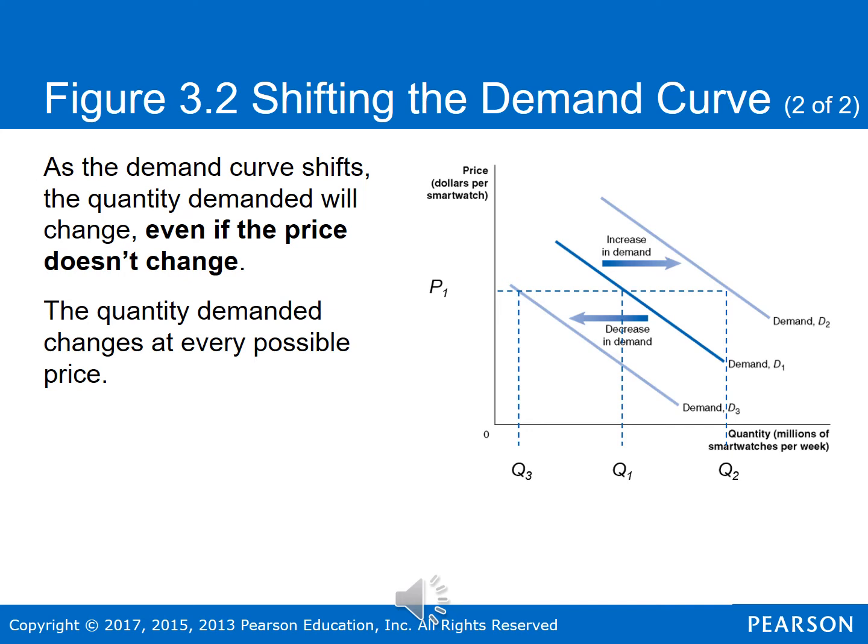Now, as the demand curve shifts, the quantity demanded will change, even if the price doesn't change. So for instance, let's say we're at the initial demand curve, D1, and there's an increase in demand from a change in one of these variables. If the price remains the same at P1, we move out to the new demand curve, and the quantity demanded is going to increase from Q1 to Q2. So when the demand curve shifts to the right, there's an increase in demand. Even if the price stays the same, there will be an increase in the quantity demanded. Likewise, if the demand curve shifts to the left, shifting from D1 to D3, even if the price remains the same, the quantity demanded is going to decrease.